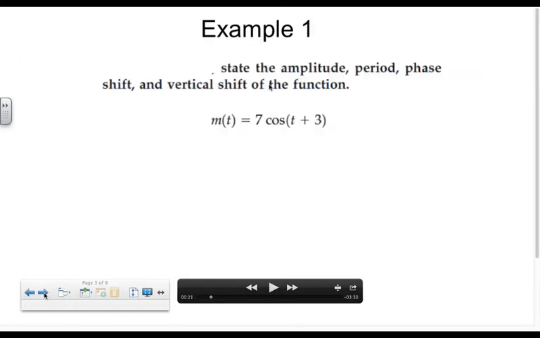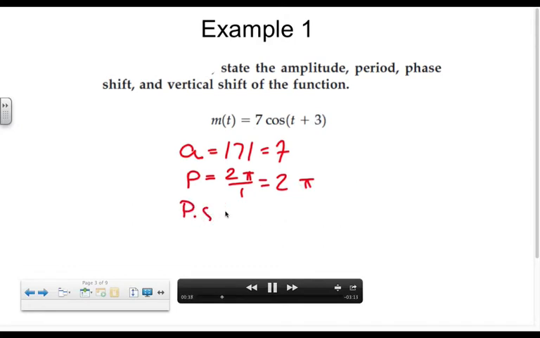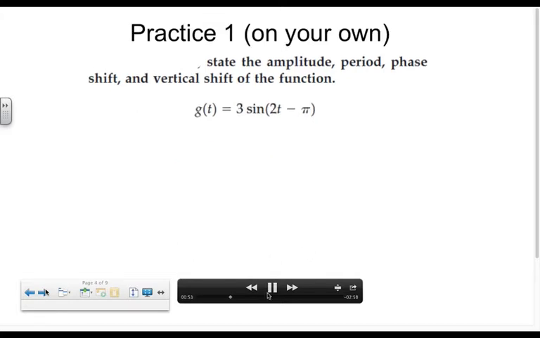In this one it says state the amplitude, period, phase shift, and vertical shift. The amplitude is the absolute value of 7, which is 7. The period is 2 pi over 1, because 1 is the number in front of the t, which is simply 2 pi. The phase shift is negative c over b, so negative 3 over 1, which is negative 3. The vertical shift, there is no number here, so it is 0. Now on your own, see if you can find all of these pieces first, and then check.